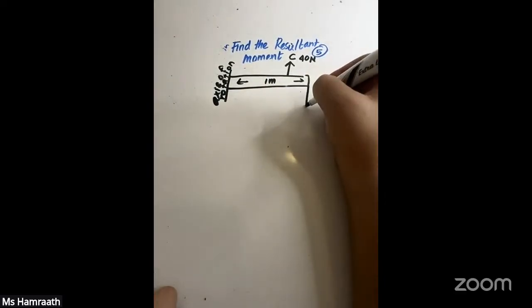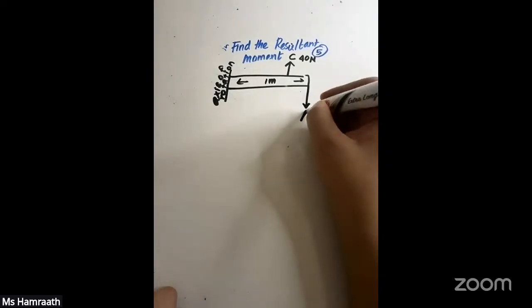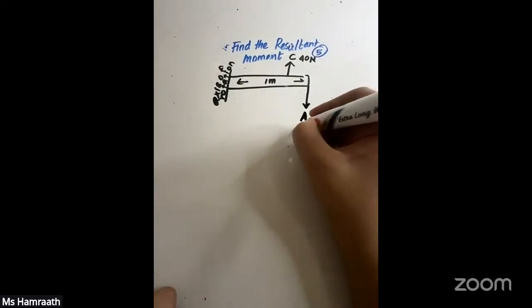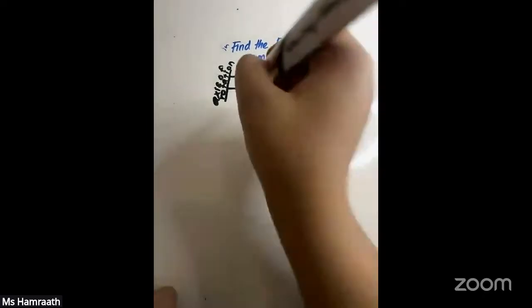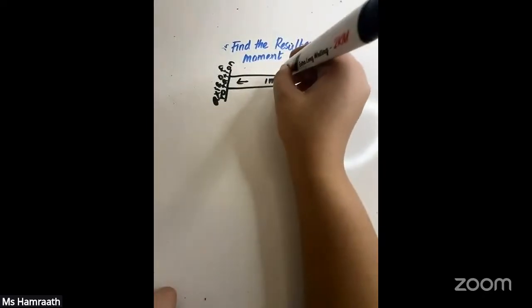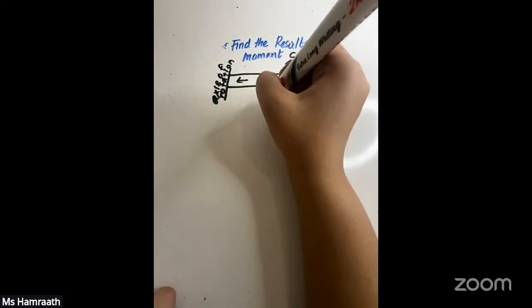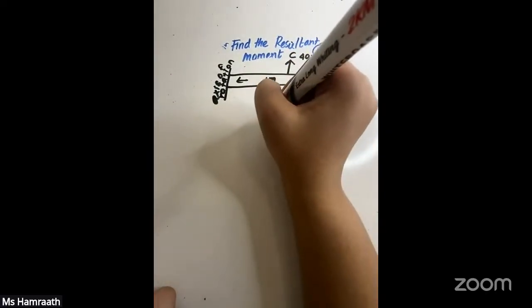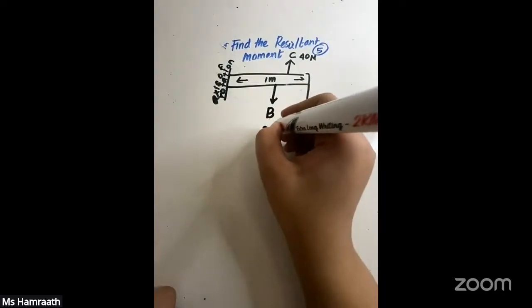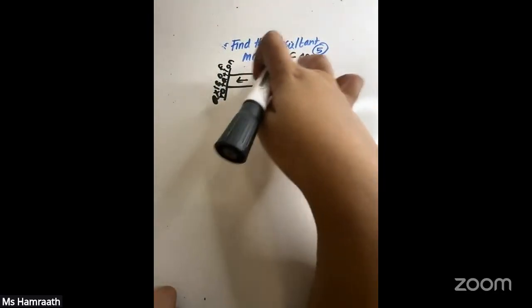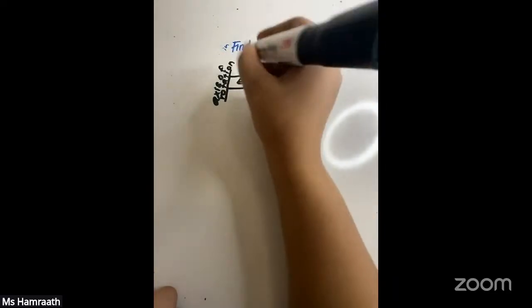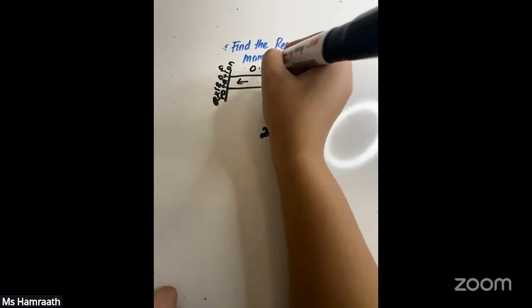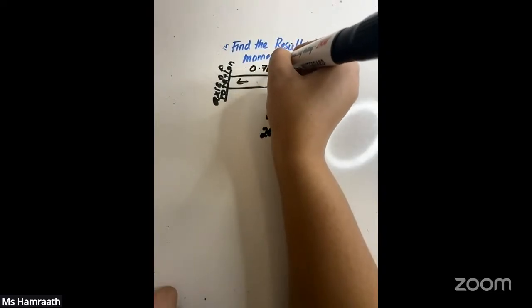And then I am giving a force. Let's say this is A, and let's say that's 50 Newton. And then from the center, I am giving another force. Let's mark this as B. Let's say this is 20 Newton. So I will give you the value. The whole rod is 1 meter. From the C to the axis of rotation, let's say it's 0.75 meter.